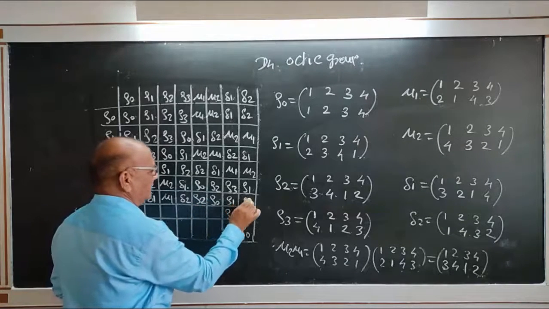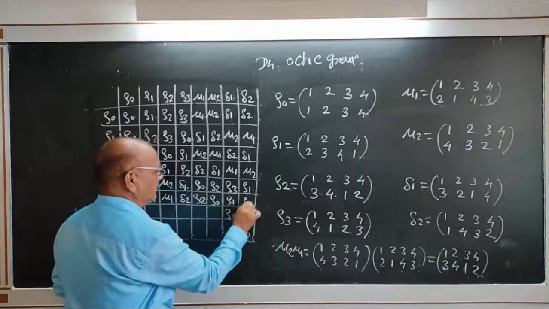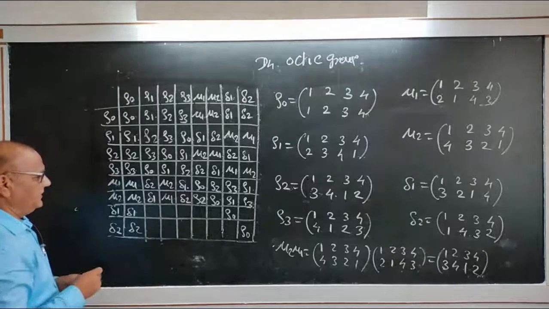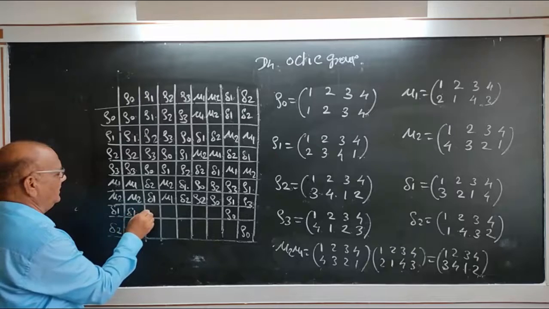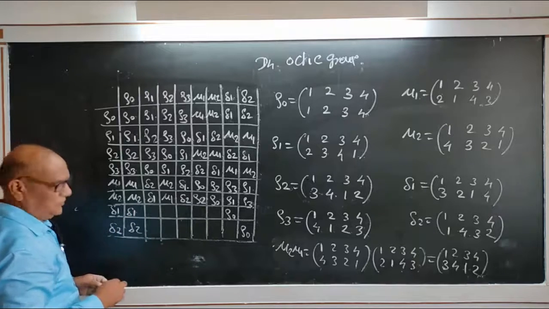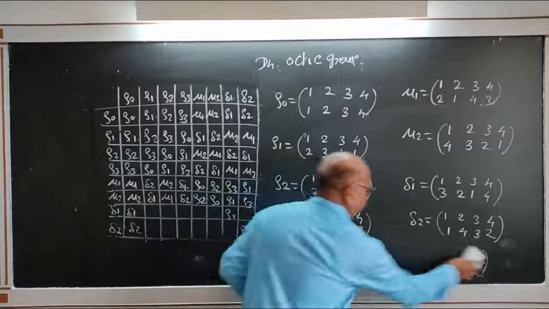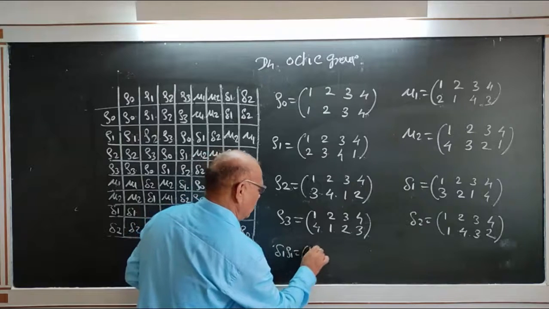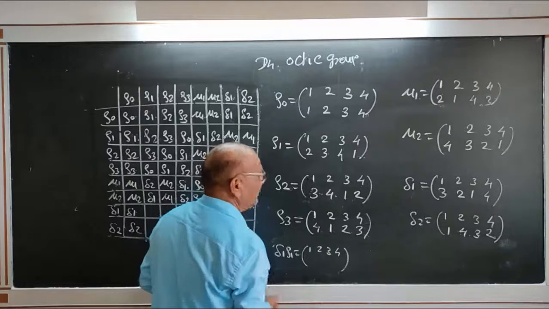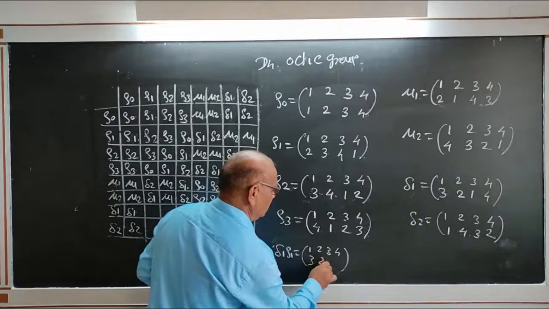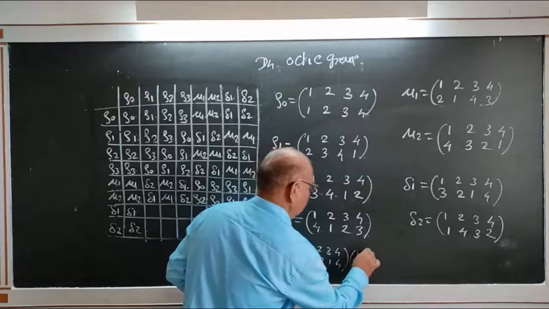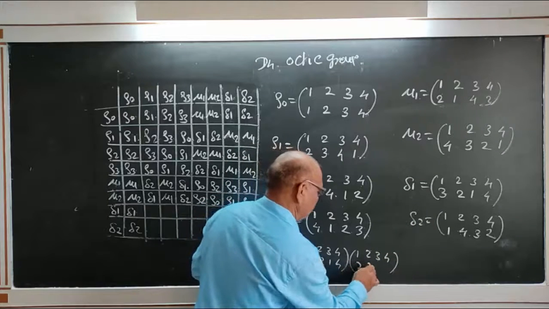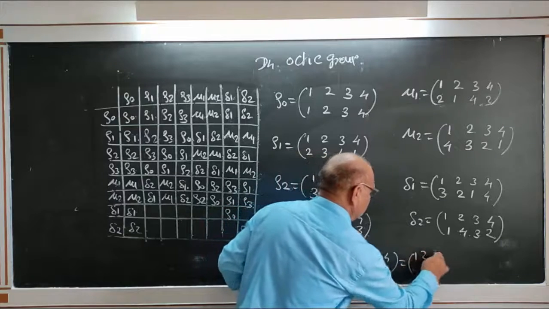Now here row 2. Sorry, row 3. Okay. Here delta 1 into row 1. Delta 1 into row 1: 1, 2, 3, 4. Delta 1 is 3, 2, 1, 4. Row 1 is 2, 3, 4, 1.